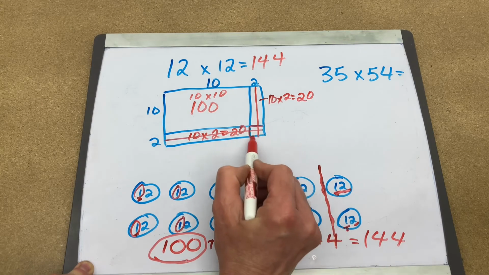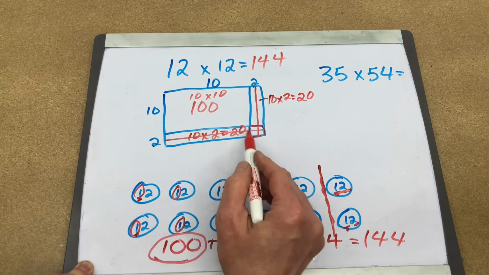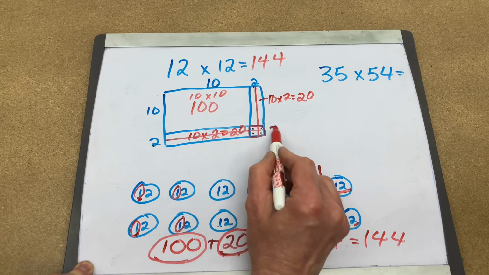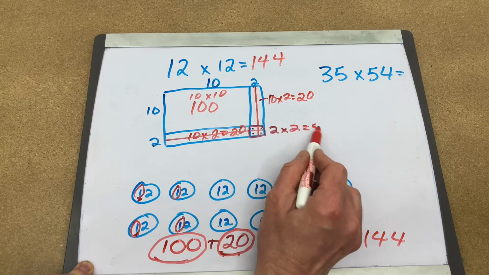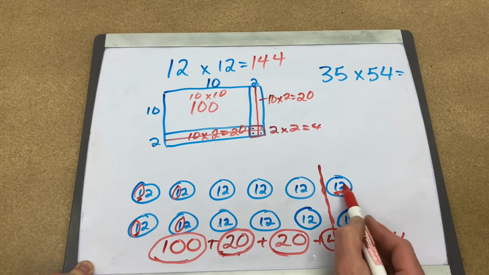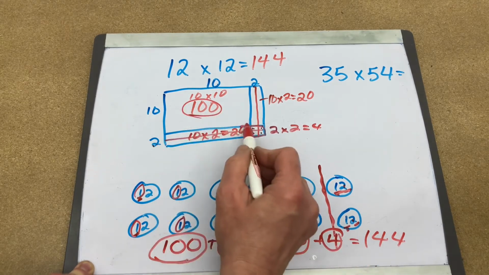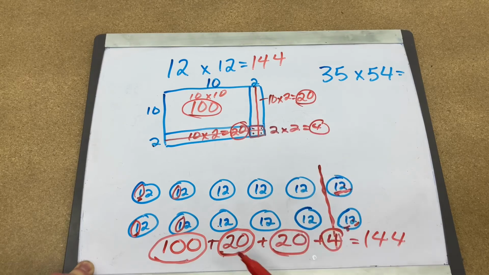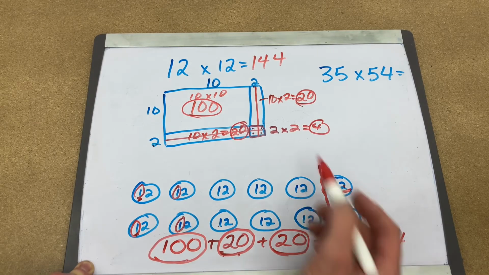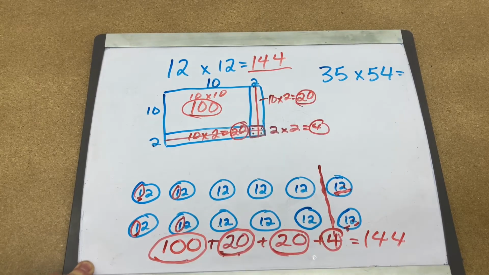And this box down here, we have 2 times 2 is 4. 1, 2, 3, 4. 2 times 2 equals 4, which is the same as the 2 plus 2 is 4 down here. And we add it all together. 100 plus 20 plus 20 plus 4 is still 144, the same as down here. And we can write that answer.